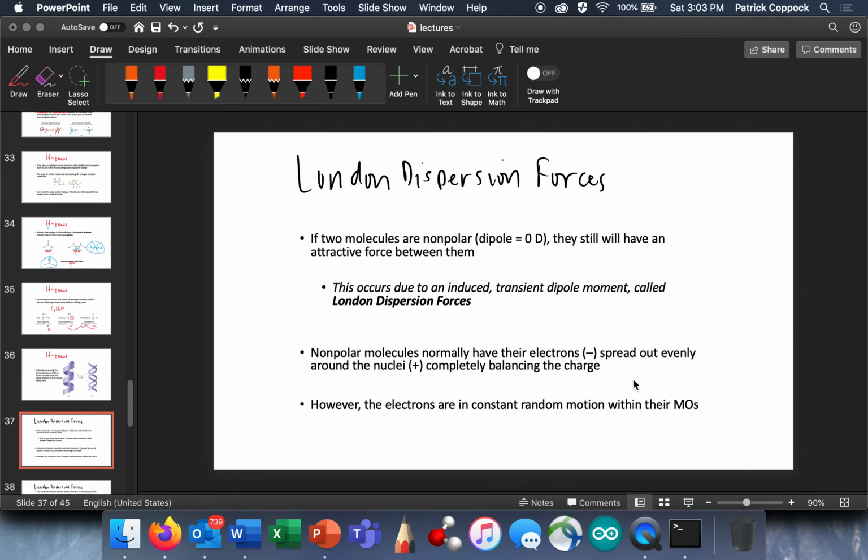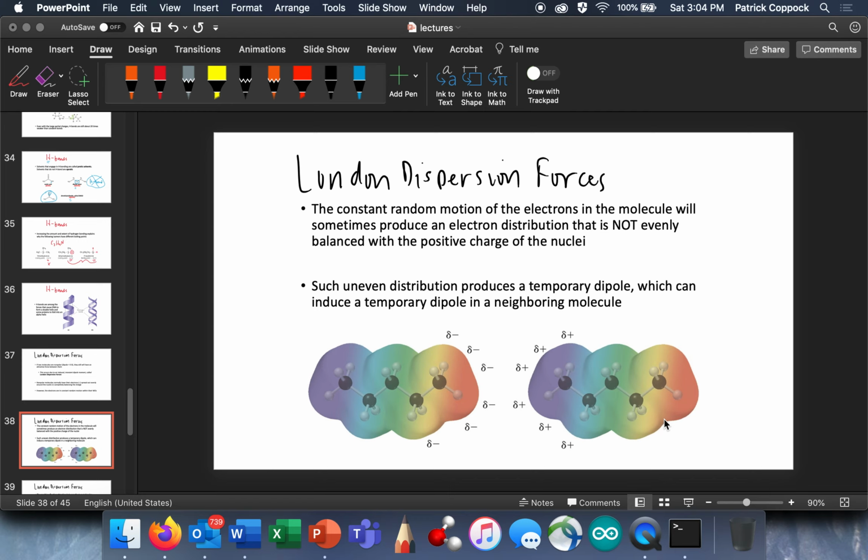Now, the last force that we're concerned about is London dispersion forces. If 2 molecules are not polar at all, they still have an attractive force between them. How is that possible? How can the 2 molecules be attracted to each other if there's no polarity at all? It is because of transient forces. Nonpolar molecules have their electrons spread out evenly, but there is some transient random motion within their molecular orbitals. Let's take a look. The constant random motion of the electrons in the molecule will sometimes produce an electron distribution that's actually very short-lived but not evenly balanced for a very short time.